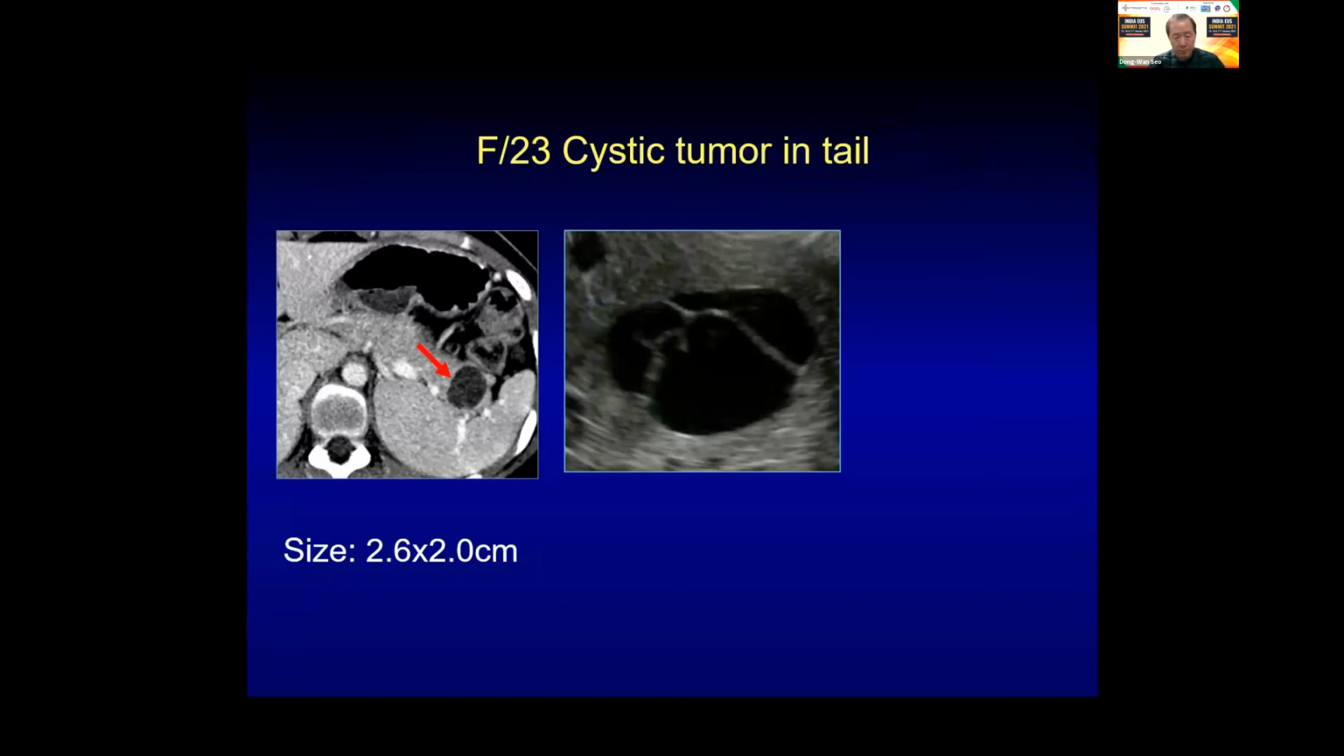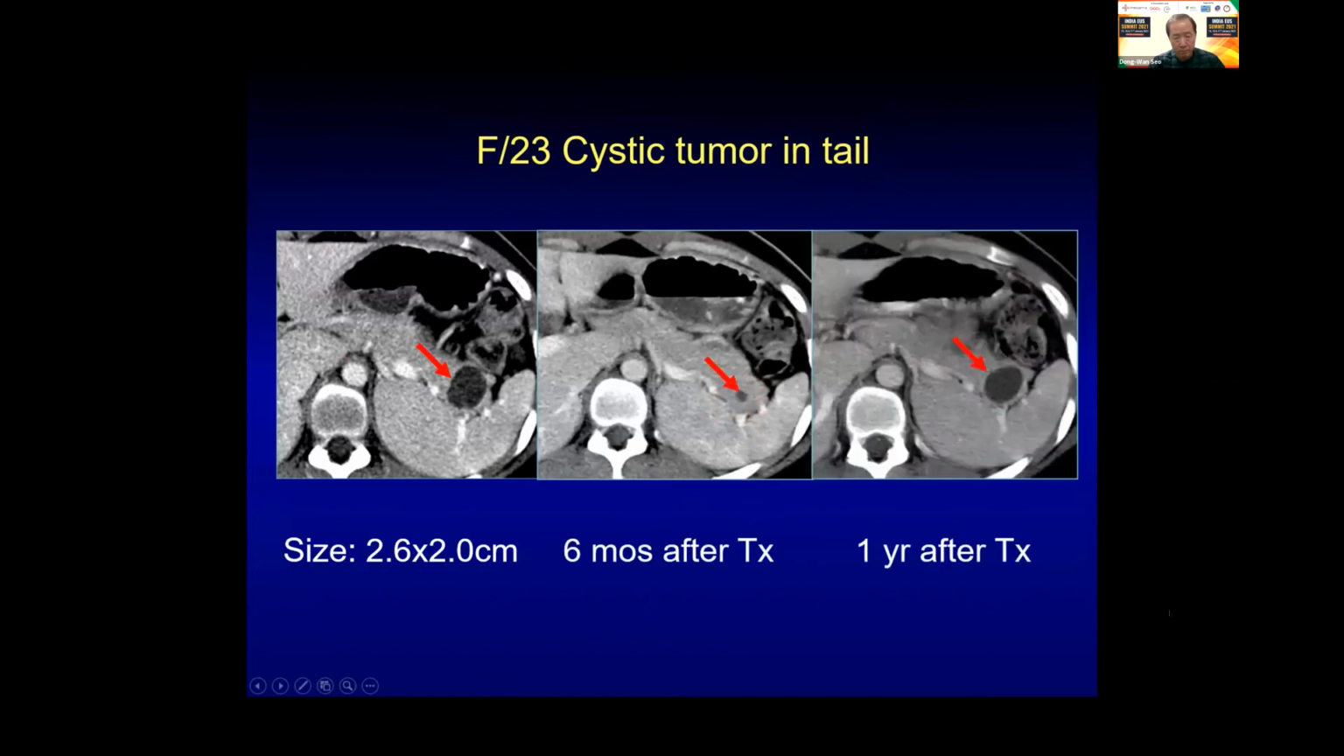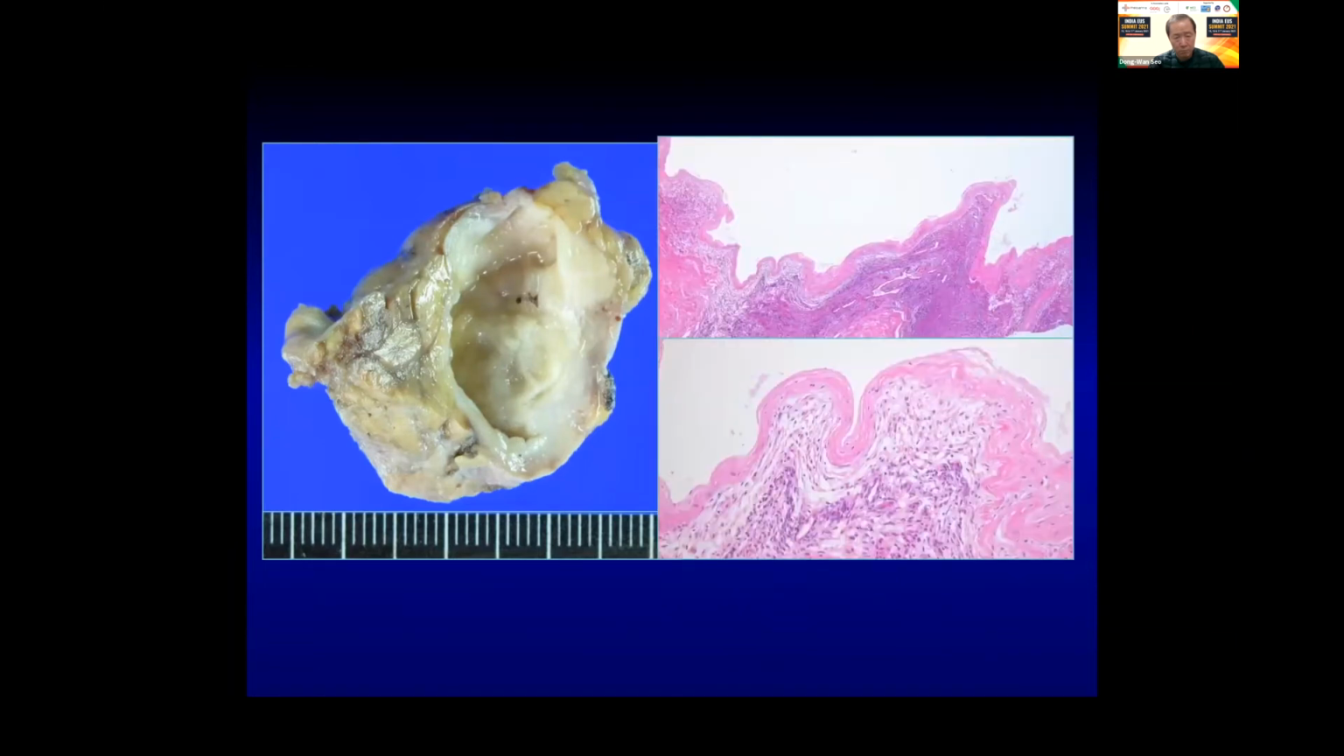This is one of the recurrent cases. At the time of initial EUS, we can see a septated cystic tumor, and we treated this case under US guidance. The CT scan 6 months later shows near complete resolution. However, the CT scan 1 year later shows size regrowth, so we sent this patient to surgery. This is the surgically resected specimen. Pathologically, in most of the locules, the lining epithelium had disappeared. Only subepithelial fibrous tissue was exposed.